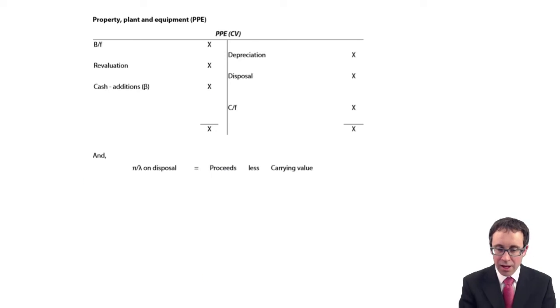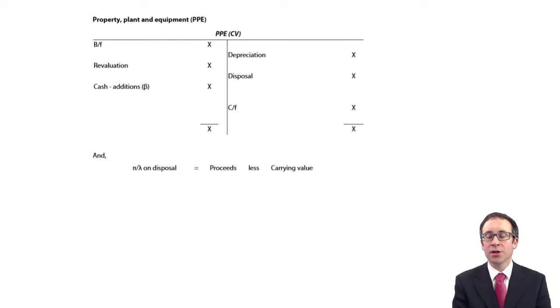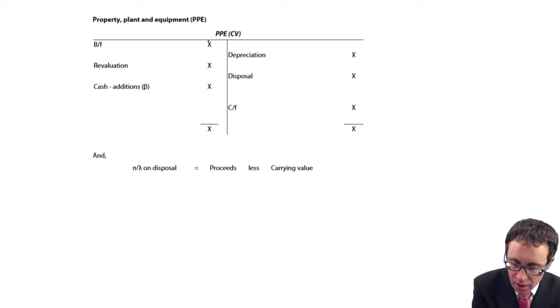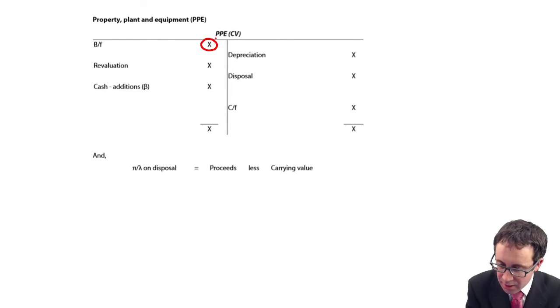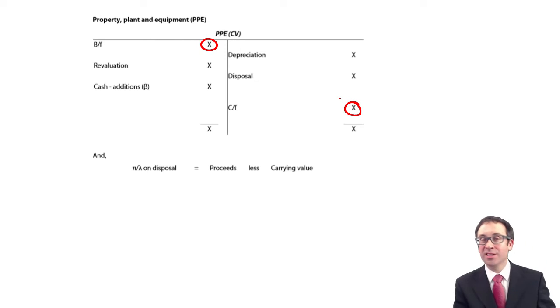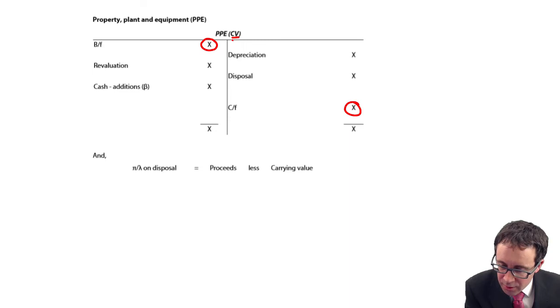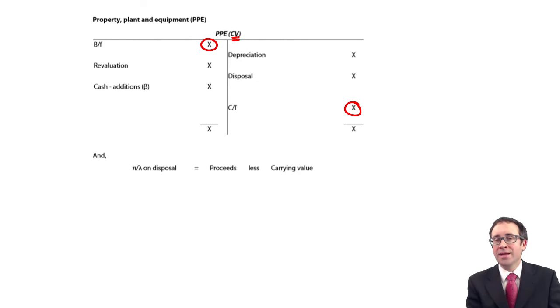So a couple of pages over, you can see the property, plant and equipment T account. Remember, PPE is an asset, isn't it? So the opening balance is on the debit side and the closing balance is on the credit side. The way in which we work it is that you would have the balance from the SFP, which is shown as the carrying value, being the cost less the accumulated depreciation.